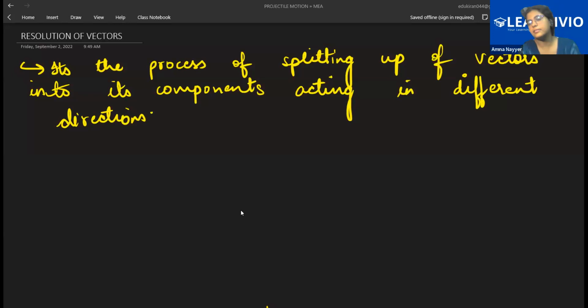All right, class. Yes, switch on the cameras. Now see, we'll be talking about the resolution of vectors. Now, when we are talking about the resolution of vectors, we have to see the process of, yes, class, cameras.